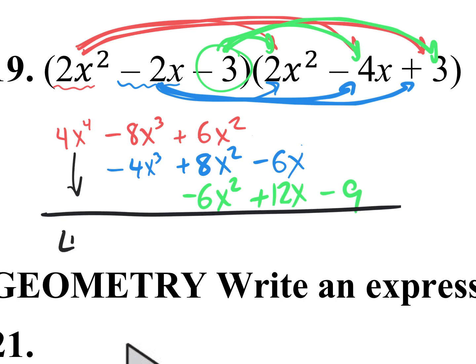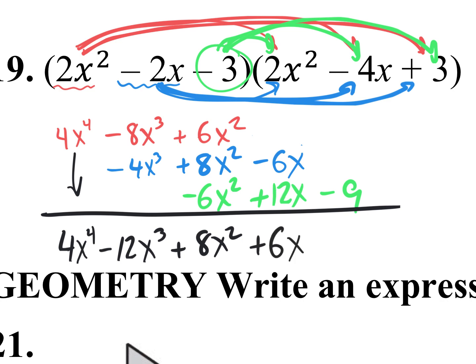First part of my final answer is 4x to the fourth. Second part of my final answer is negative 12x to the third. Why? Because you owe 8, you owe 4, you're going to owe 12 altogether. This third one, well, you have 6 and you owe 6. These guys cancel out, and you would have an 8x squared left over. And then over here, you owe 6, you have 12, you're going to have 6. So plus 6 of those x's. And don't forget about that minus 9 at the very end.